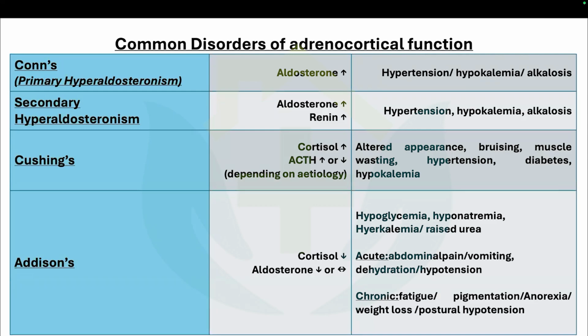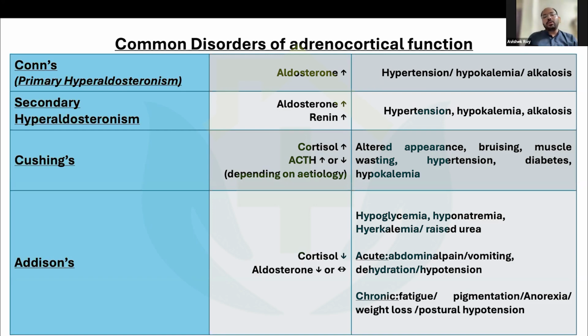The common disorders that will come up in the ICU regarding adrenocortical function are listed here. We can have Conn syndrome, which is primary hyperaldosteronism, where the aldosterone level goes up and causes a few derangements. We'll come to that later. It could be secondary hyperaldosteronism, which is seen in patients who have hypertension, underlying heart failure, or chronic liver disease, where there is a secondary cause which leads to an increase in the aldosterone level.